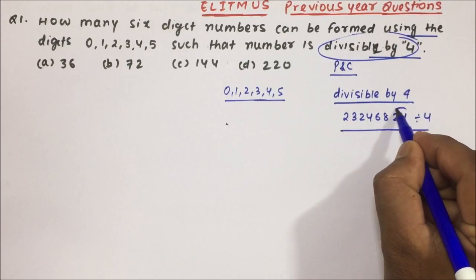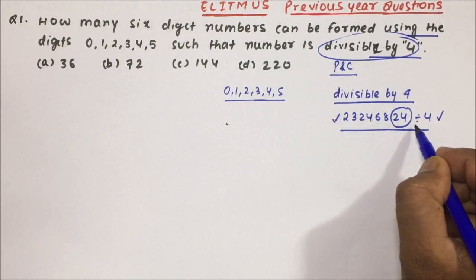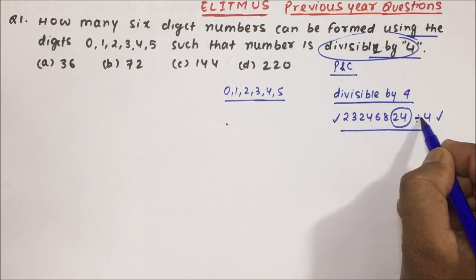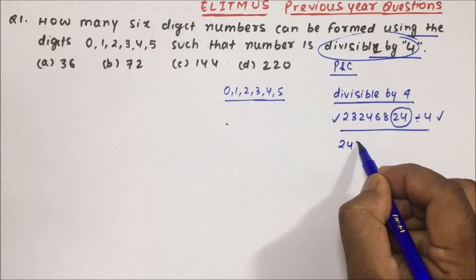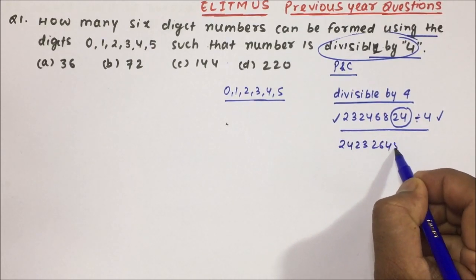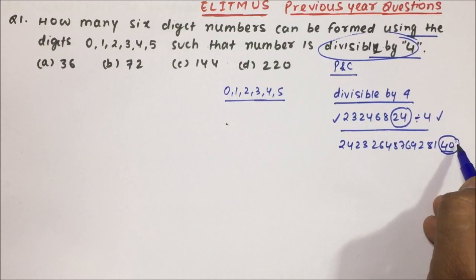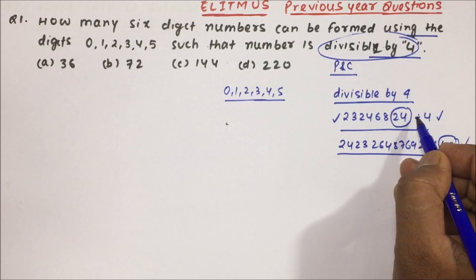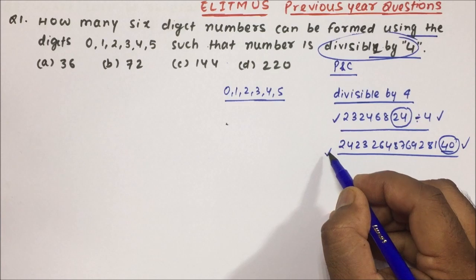If the last 2 digits are divisible by 4, then you can say this number is divisible by 4. Here you do not have to divide the whole number by 4 to check. They may give you a long number like 2, 4, 2, 3, 2, 6, 4, 8, 7, 6, 9, 2, 8, 1, 4, 0. If the last 2 digits are divisible by 4, then the whole number will be divisible by 4. So do not get confused, dear friends. These things are very simple, and you will be easily able to do them in the exams.